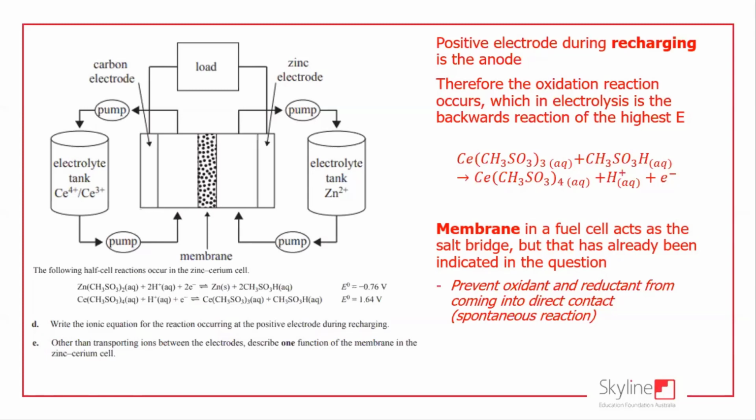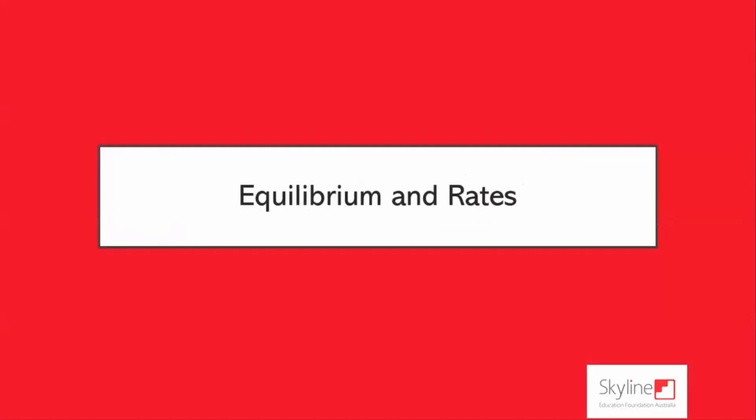When we have them separated, well, they have to transfer their electrons through an external circuit, which is what actually generates the electricity. And again, to prevent the release of thermal energy in the cell, which would destroy it. So that's why the membrane is so important. All right, we're going quite well time-wise. We're just going to cover a bit on equilibrium and rates now.